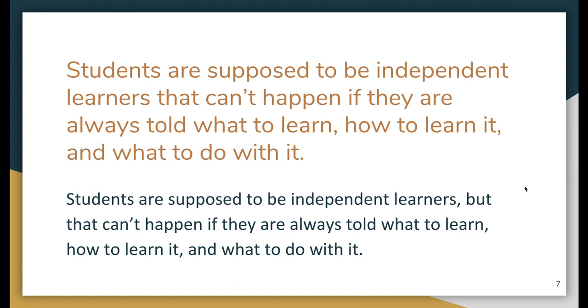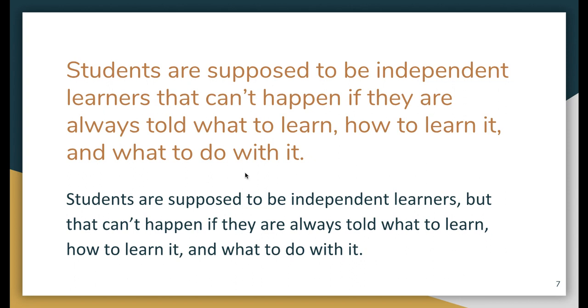Let's take a look at this example sentence. Students are supposed to be independent learners. That can't happen if they are always told what to learn, how to learn it, and what to do with it. All right, right here is where we have our run-on sentence. We have the first main clause, students are supposed to be independent learners. And then we have our second main clause, that can't happen, followed by a dependent clause.